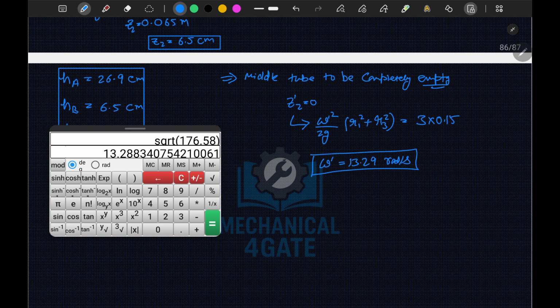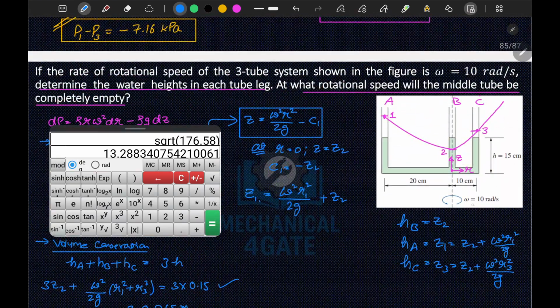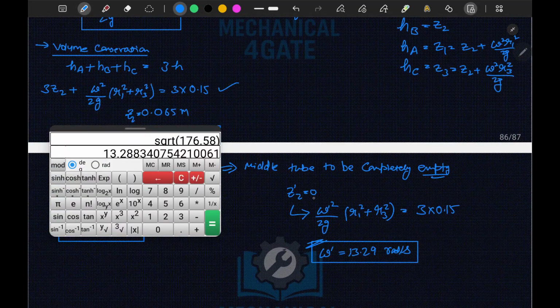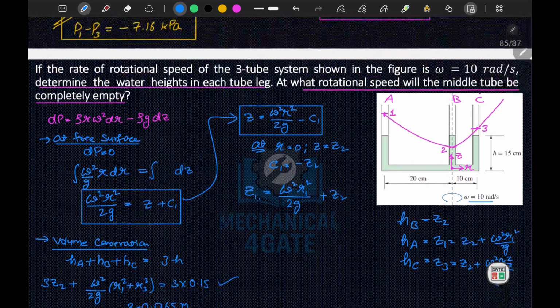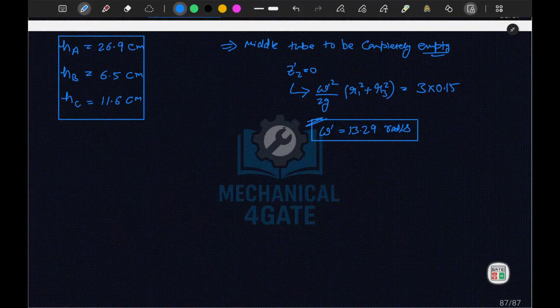The given rotational speed was 10 radians per second, and in the case of 10 radians per second, your Z2 was equal to 6.5 centimeter. Now if I want my Z2 to become 0, your rotational speed must be 13.29, that is 3.29 radian per second more than the initial. So with this we have completed this question, and this is the last question for this session, so thank you.